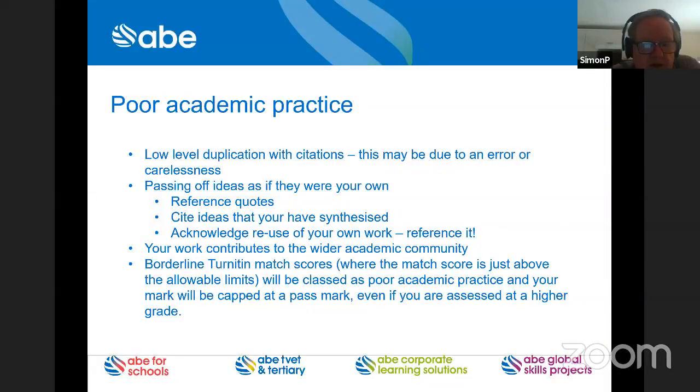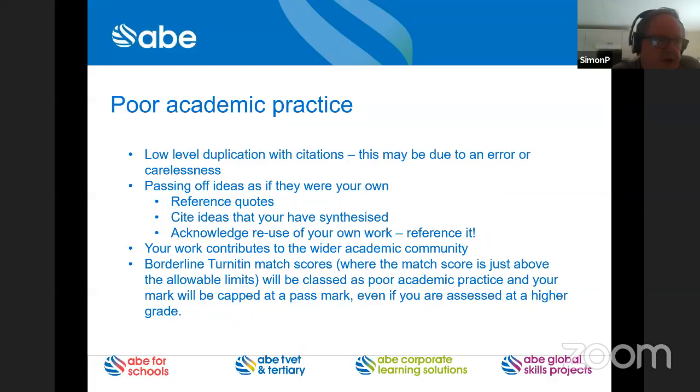Yeah, and then there's this one, which is poor academic practice. When we use Turnitin, we have for each level a set of criteria by which we judge a piece of work. It's also worth noting, and I'll reinforce this, that you may well present your work in good faith, having no intention to cheat, but have just been careless.